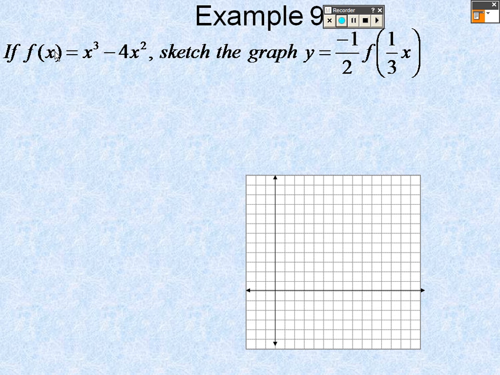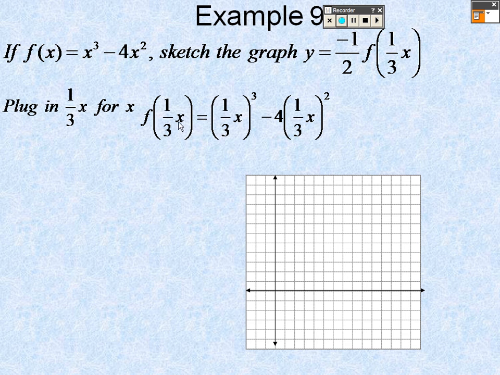So f of x equals x cubed minus 4x squared. Sketch the graph of this. So what it's saying is, okay, plug in a 1/3 x and then multiply it by a negative 1/2. So everywhere there's an x, I'm plugging in a 1/3 x. So 1/3 x cubed, 1/3 x squared. So I have to take that 3 through to both items.